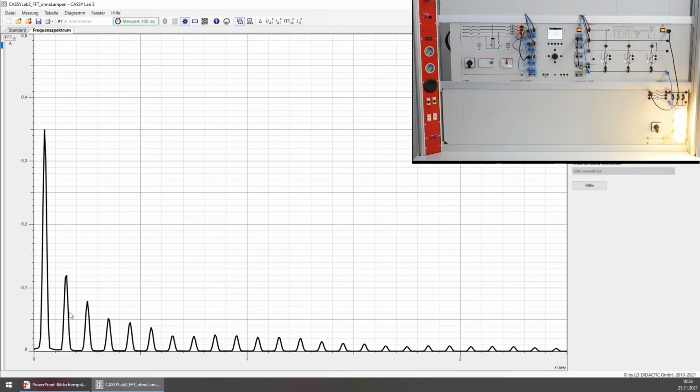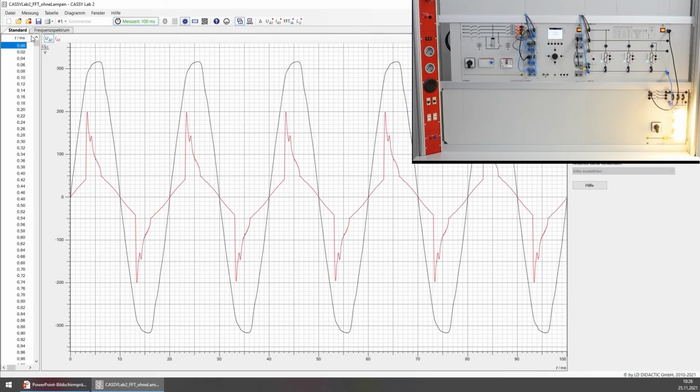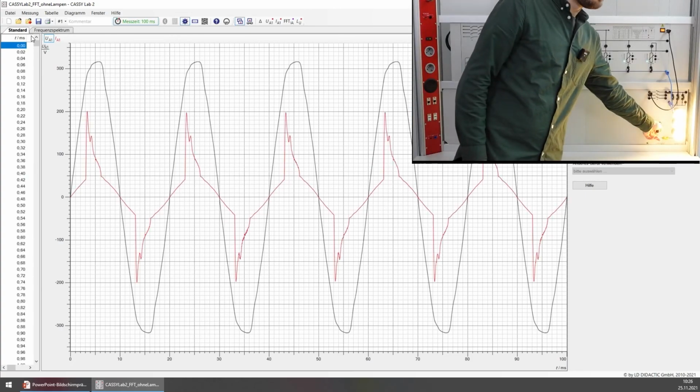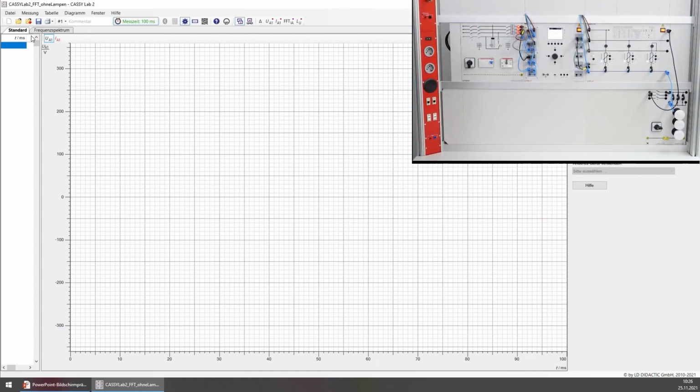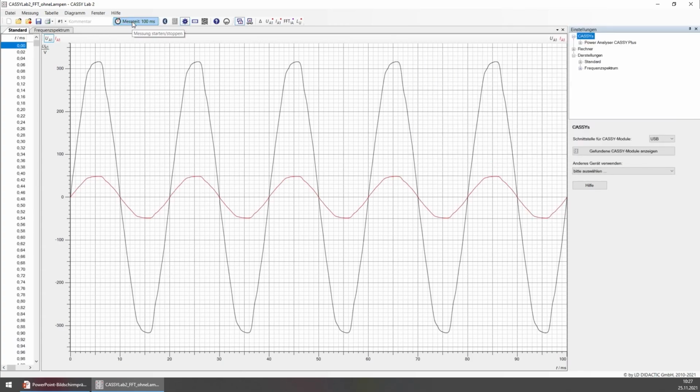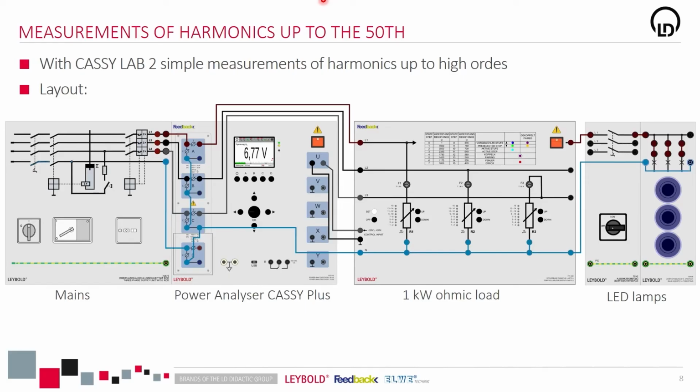Let us check where these harmonics come from, and of course, as expected, looking at the IV graphs, we see that the bulbs cause a huge distortion in the current because of the solid state power supply modules. Okay, I will turn the LEDs off again. And you can see everything is back to normal. Okay, I will stop the measurement and go back to my presentation.